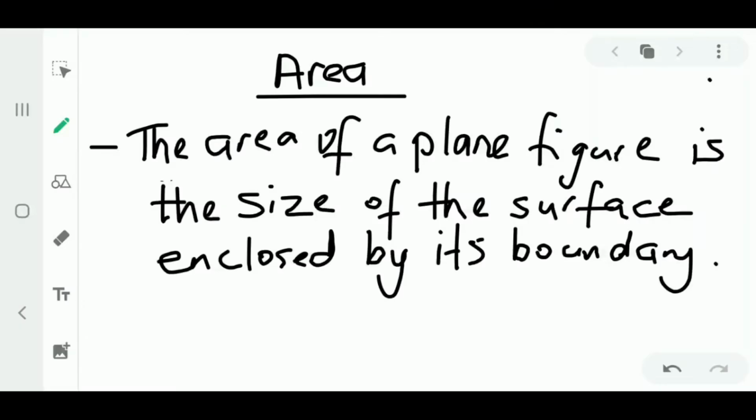Hey guys, welcome back, and today we will be doing area. So the area of a plane figure is the size of the surface enclosed by its boundary. So the first thing we're going to do is finding the area of a triangle.